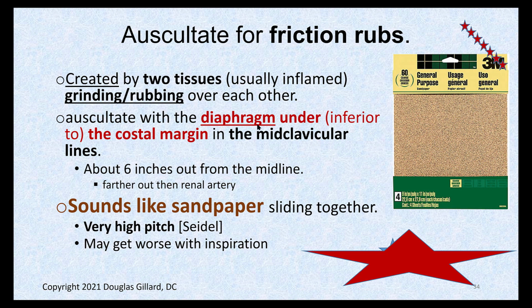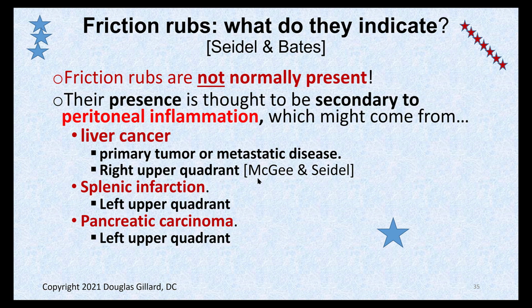You always want to use the diaphragm. These are higher pitch sounds, so use the diaphragm. They're found in the costal margin about 6 inches out from the midline. So they're outside of the renal arteries. And that's where you auscultate them and see if they are there. Hopefully they're not there. If they are, what do they indicate? Some bad stuff. Again, that liver cancer.